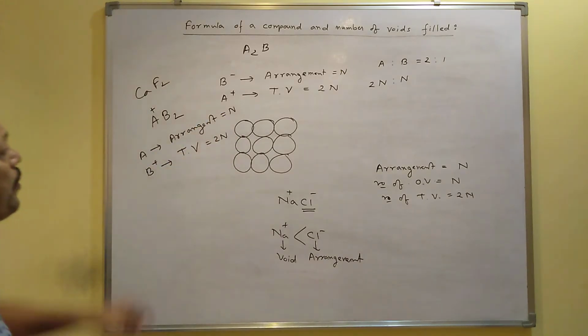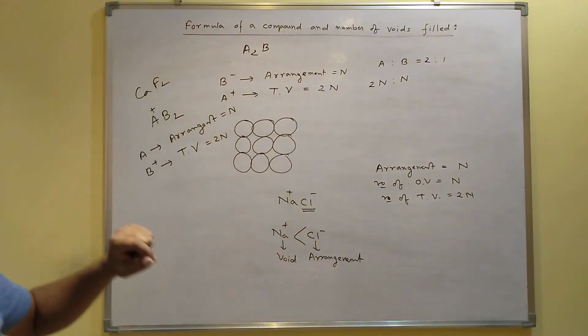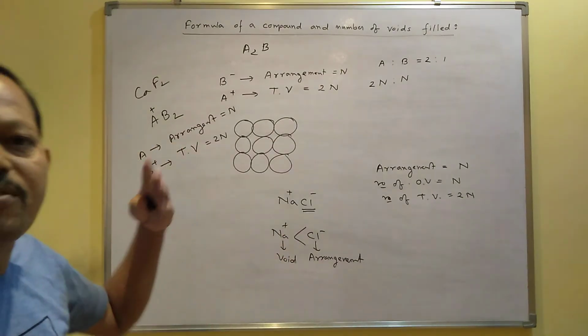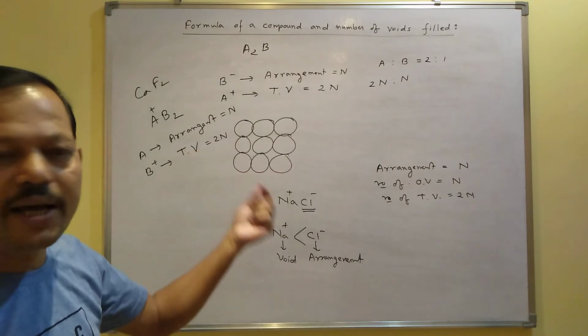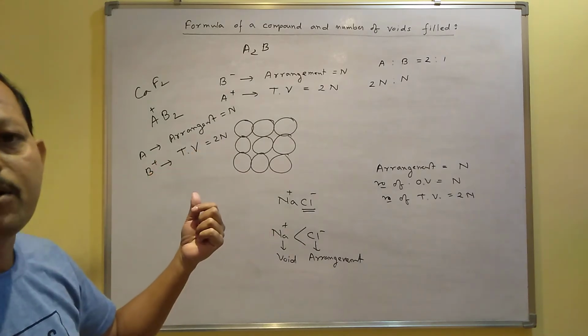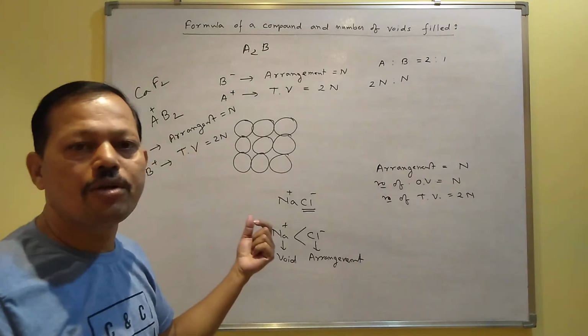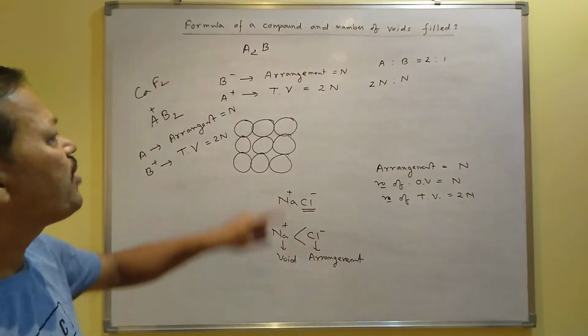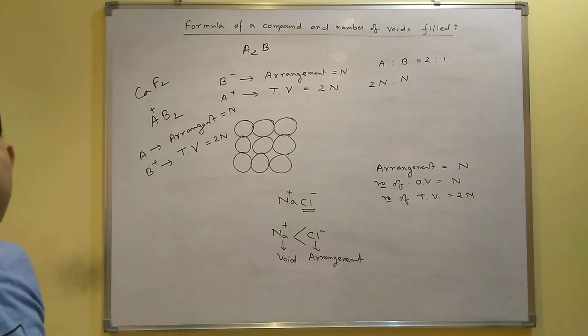So that is why, based on the formula, based on the ratio of your cation and anion, you can find out who will adopt the arrangement and who will be present in voids, and in which void it will be present, whether tetrahedral void or octahedral void. You can find out from the ratio of the cation and anion.